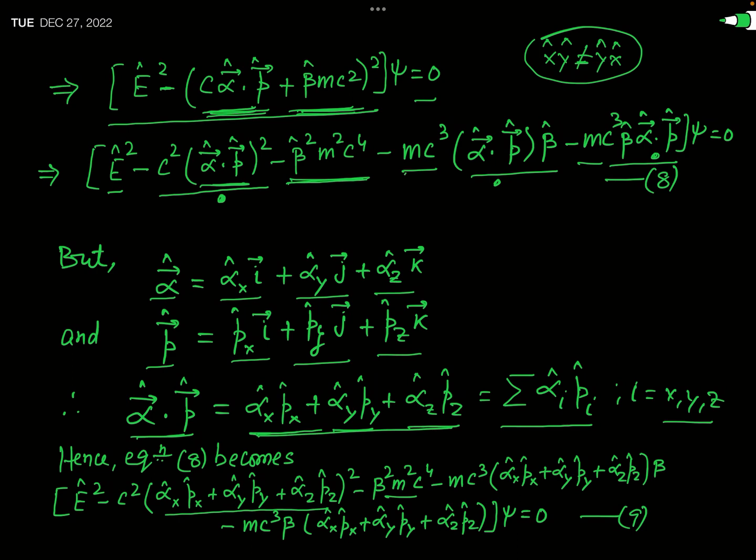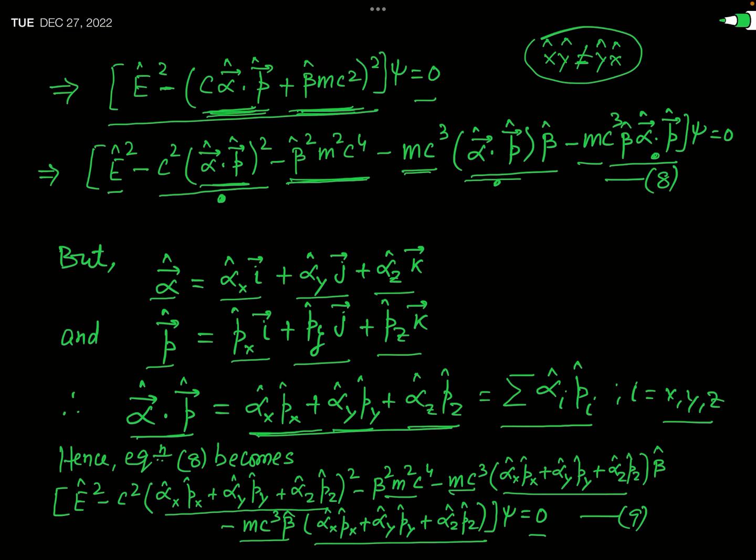Then there is mc cube times alpha dot p. So mc cube, and instead of alpha dot p, again we will write this much. And there is beta hat here, you can see. Now the next term is mc cube beta hat alpha dot p. So this is mc cube beta hat alpha dot p, and instead of alpha dot p, we will again write alpha x px plus alpha y py plus alpha z pz, operated on psi equal to 0.